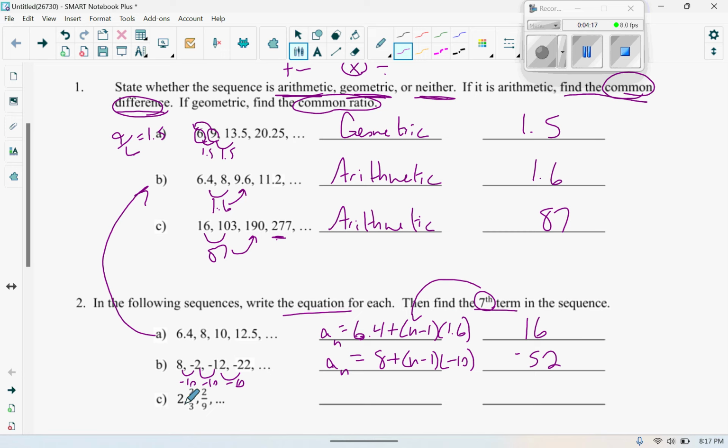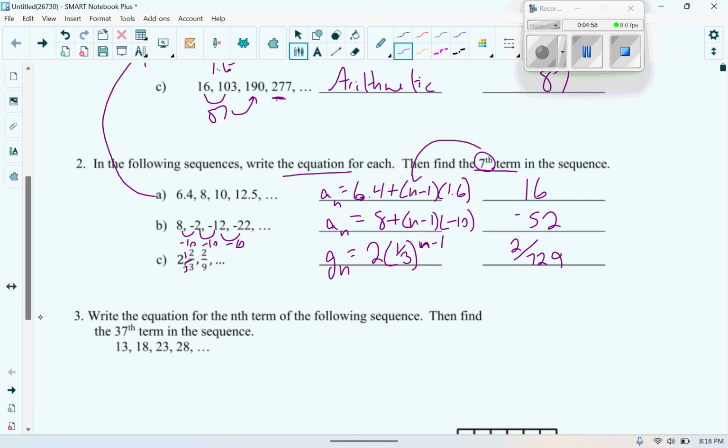Okay, and let's do this last one. It looks like I'm multiplying by 1 on top because that's staying 2, and then it looks like I'm multiplying by maybe 1/3 on the bottom. Let's see. Yep, that works. So my common ratio is going to be 1/3. I'm going to say a sub n equals 2 times 1/3 to the n minus 1 power. Then just like all the others, I'm going to plug in that 7 for n, and I end up with 2 over 729.